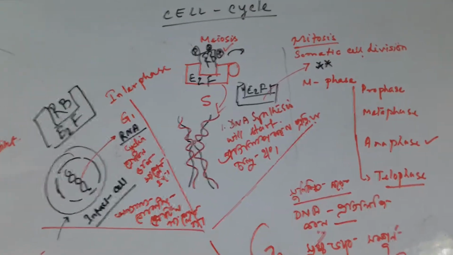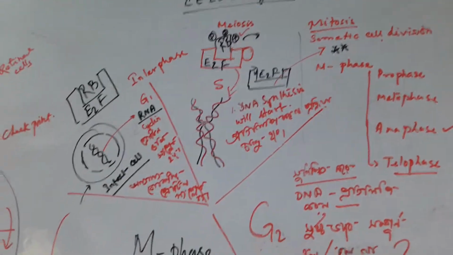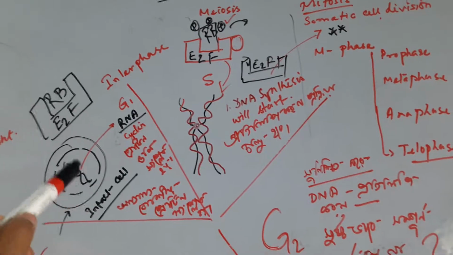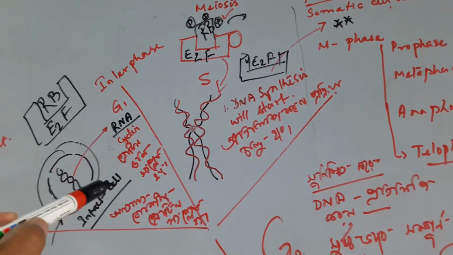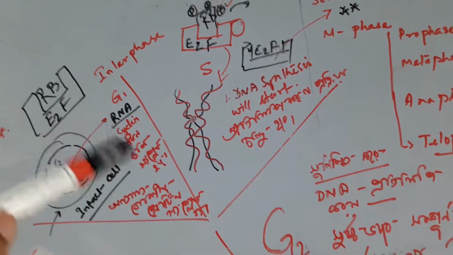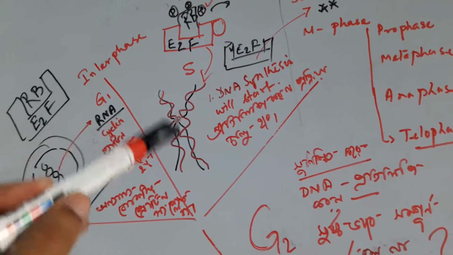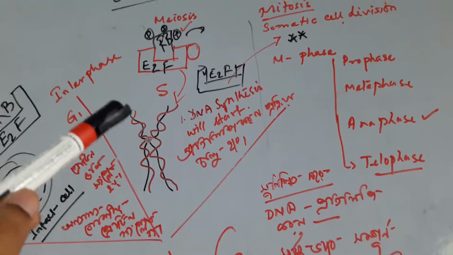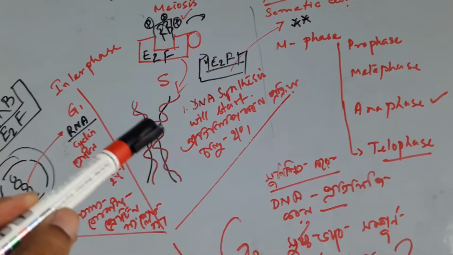Friends, today we are going to discuss the cell cycle. Here we see the intact cell. In interphase, that is in the G1 phase, it synthesizes RNA and cyclin proteins. All those things are required for the synthesis. So here in the S phase, the DNA replication continues.